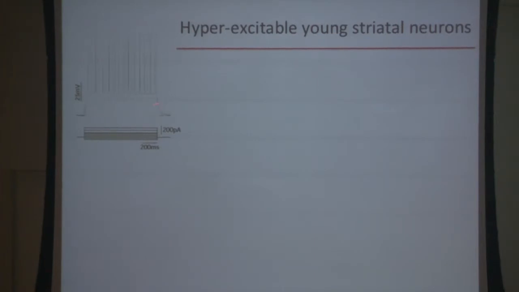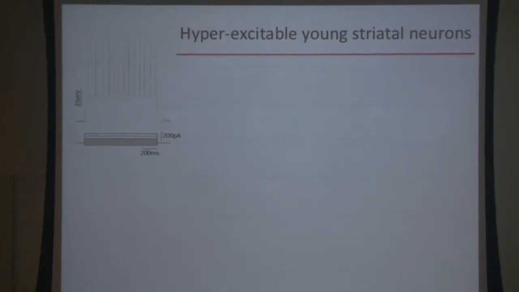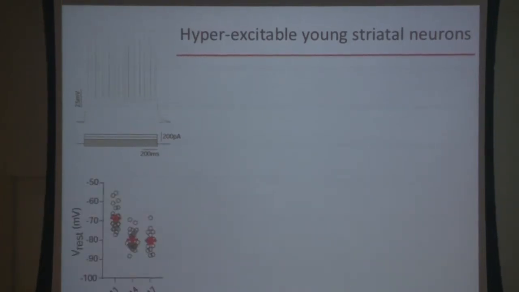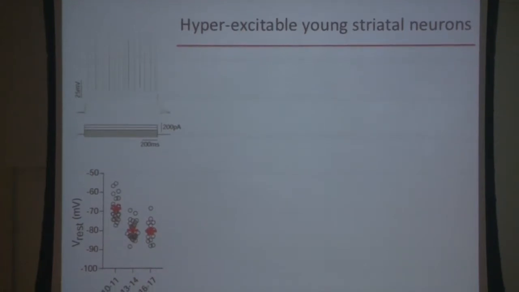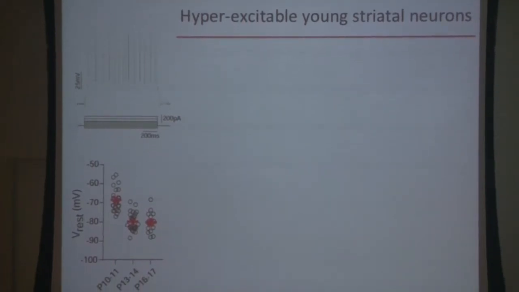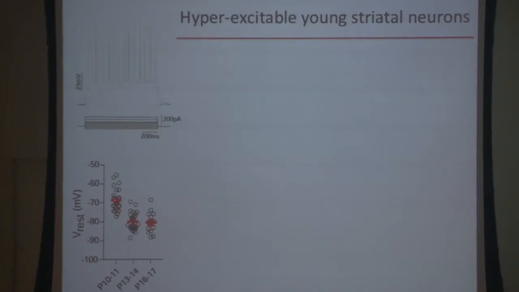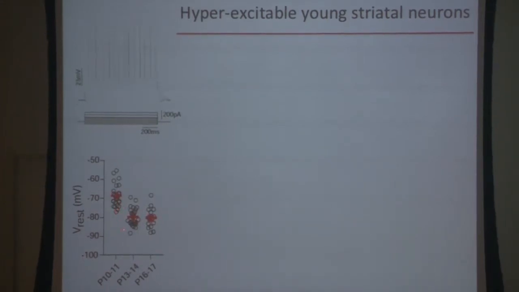We did some measurements of intrinsic excitability of these neurons simply by using current steps and measuring spiking. And what you can see is that there are several things that make these young neurons more excitable than old neurons. The first is that the resting potential of these cells drops dramatically between P10-11 and P13-14. Anybody who's done whole cell recordings of striatal neurons knows that these cells are famous for sitting very, very hyperpolarized. And that seems to be a feature that emerges during this window that we're talking about.